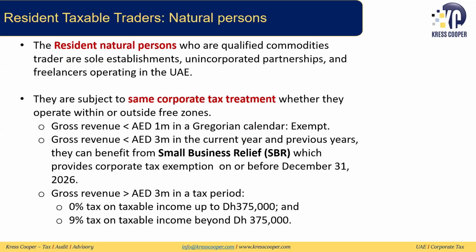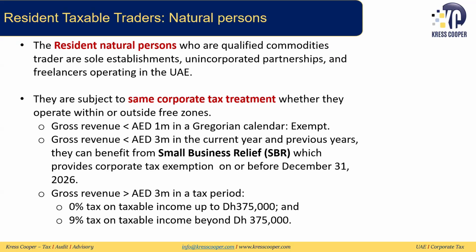The resident natural persons who are qualified commodity traders, like we discussed before, could be sole establishments, unincorporated partnerships, or freelancers operating in the UAE. They are subject to the same tax as they would have been, whether inside the free zone or outside the free zone. It's the same for a natural person. If their gross revenue is less than 1 million in the Gregorian calendar year, then they will be exempt.